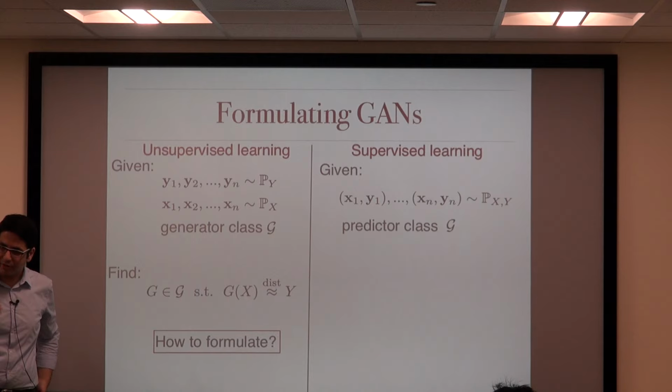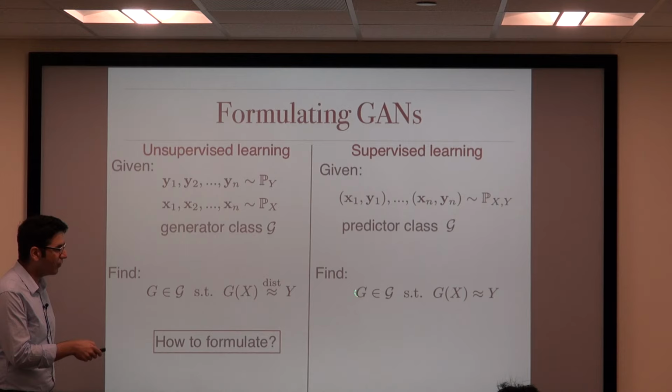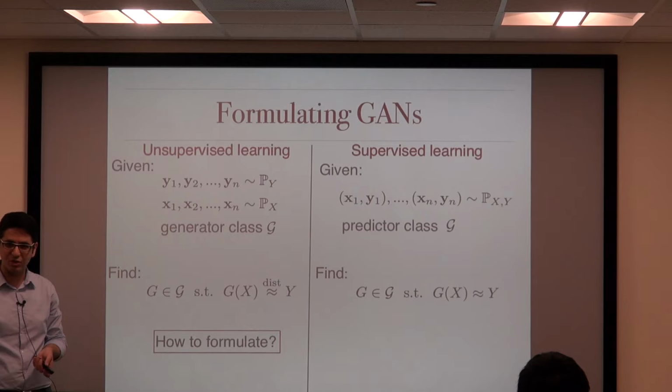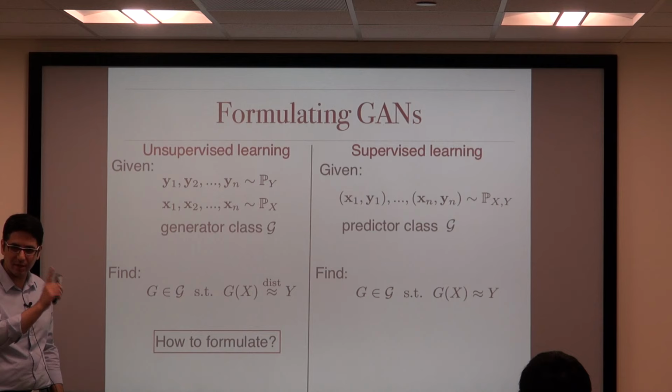Okay, and I know how to solve it. I know how to formulate that problem. Again, the goal here is to find a function in my class such that G of X approximates Y closely. Think about the difference. Here, I want G of X to be similar to Y in distribution. I don't care about point-wise approximation of these points. In supervised learning, I want to be able to predict the labels Y that are assigned to each X, okay?